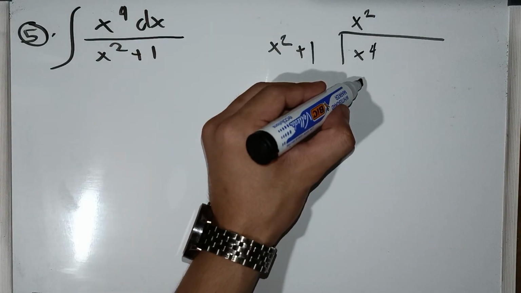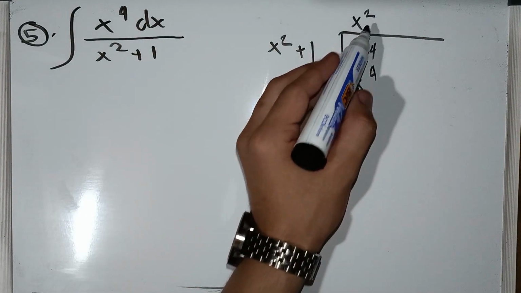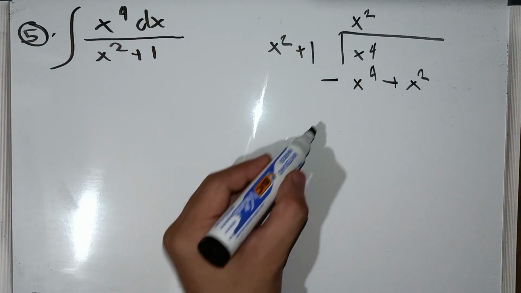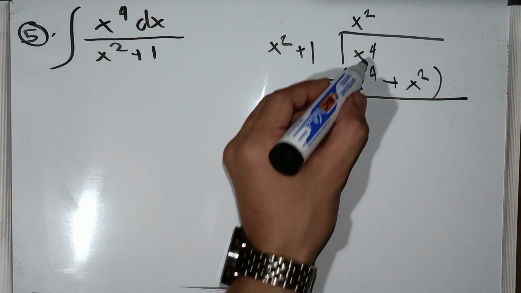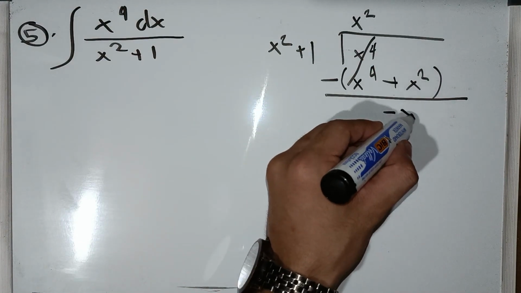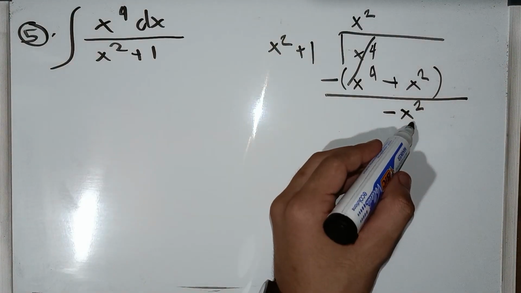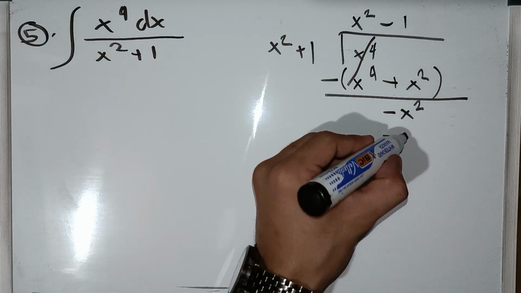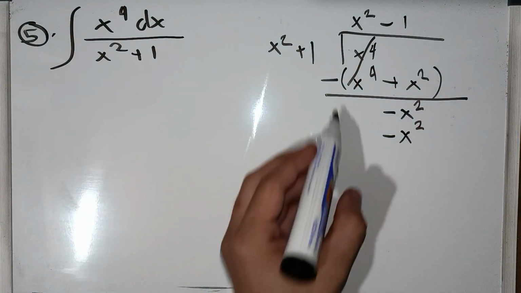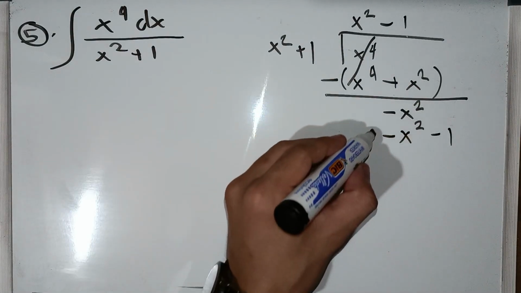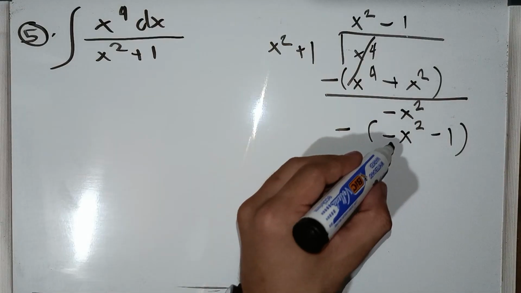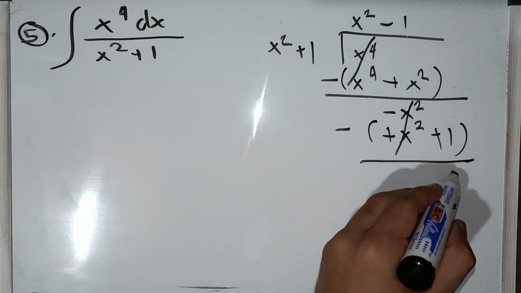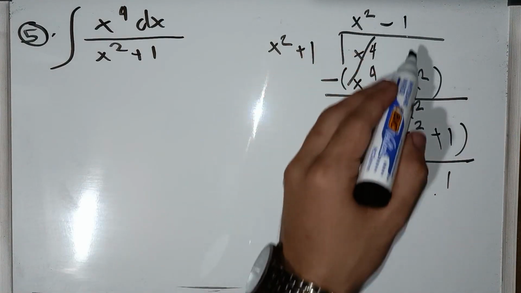So multiply this, so x raised to 4 plus x squared. Cancel this, so minus x squared. This divided by this, so negative 1. Multiply this, so negative x squared, minus 1. So minus this, cancel this, and it will become plus 1. So now we have this.